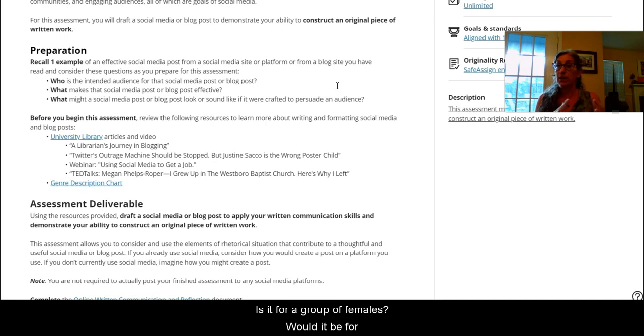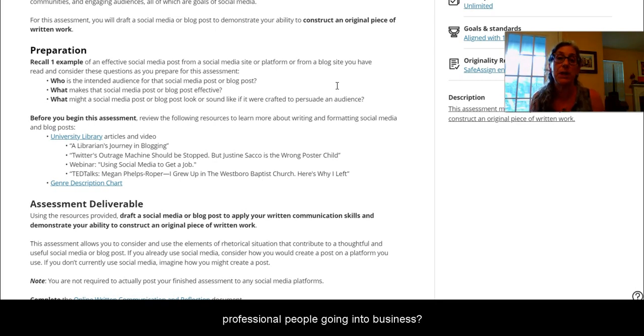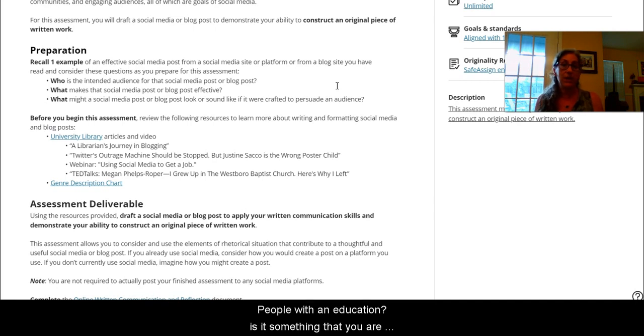Is it for a group of females? Would it be for professional people going into business? People within education? Is it something that you are going to be writing to promote your own business? Or maybe you volunteer and you want to try to get other people to do volunteer work. It can be on any topic that you want to write about.